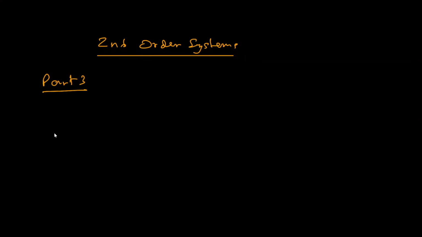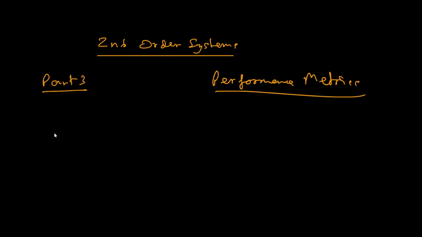Okay, the class is part 3, second order systems. Part 1 was an introduction to second order systems. Part 2 was about the behavior. Part 3 is going to be about performance metrics. This will be quite short, actually, I think. All right, so performance metrics.